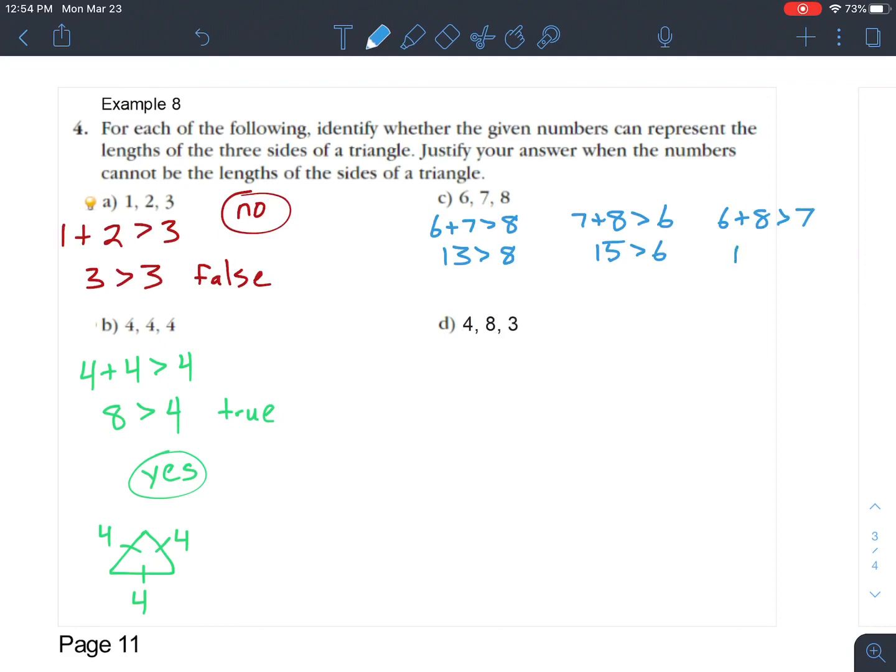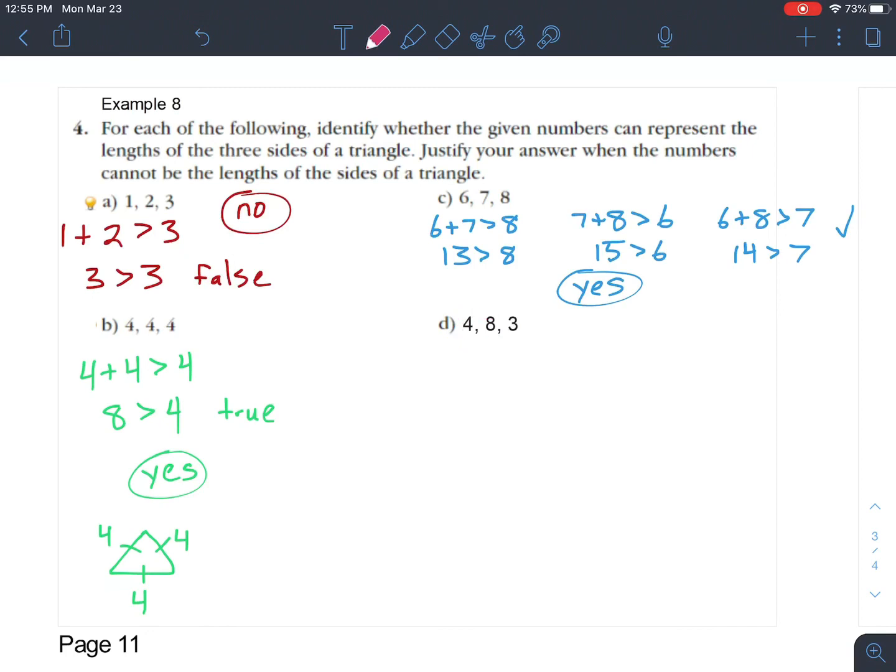And then finally, I am going to try 6 and 8. And that needs to be greater than 7. And we do get 14 is greater than 7. All of those are true. And therefore, a triangle does have to exist using those 3 side lengths. Okay, then the last one. We have 4, 8, and 3.